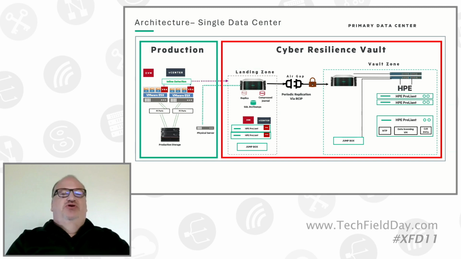We are going to enable the connection between the storage device in the landing zone and its partner in the vault zone. So we'll enable that connection. We will then replicate across any data that's collected there since the last replication job. And then once it gets in there, we'll go ahead and create an immutable copy.